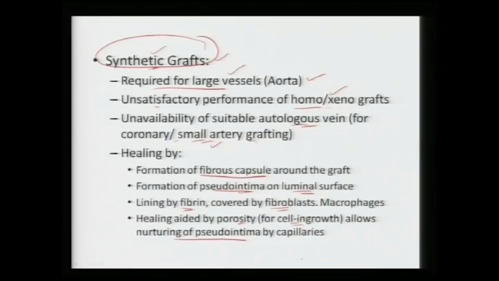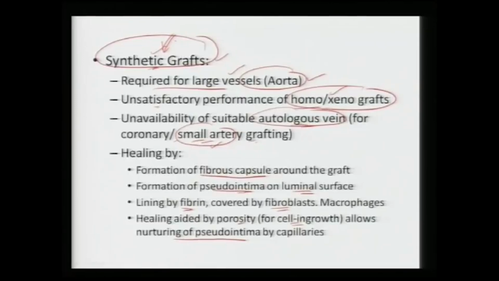So in synthetic grafts, it becomes a requirement for large vessels such as aorta, or even for small artery grafting. That occurs when there is unavailability of a suitable autologous vein, or when the performance of the homograft or the xenograft is not up to the mark. In those cases, the synthetic graft becomes a requirement.